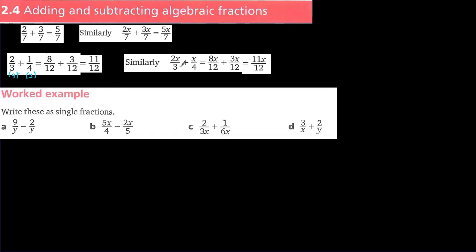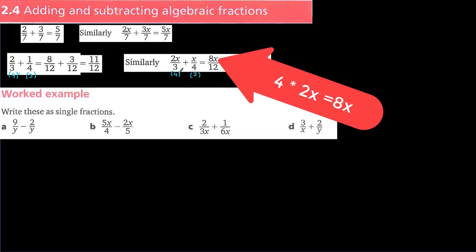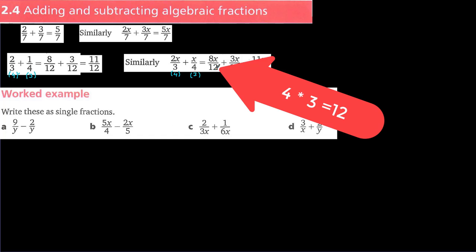Similarly, if the denominators are not the same, we are going to do like in fractions. Firstly, we are going to make the denominators equal. Here, this one, the denominator is 3. To make it 12, I'm going to multiply by 4. And this one is 4. I'm going to multiply by 3, and I'm going to make them equal. When you multiply 4 times 2x, it's going to be equal to 8x. 4 times 3 is equal to 12. So it is 8x over 12.